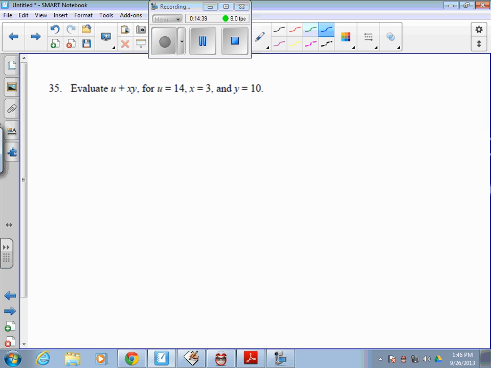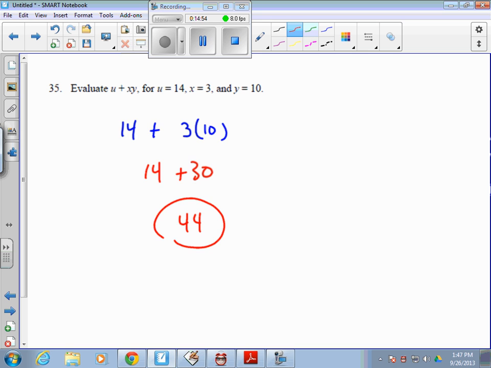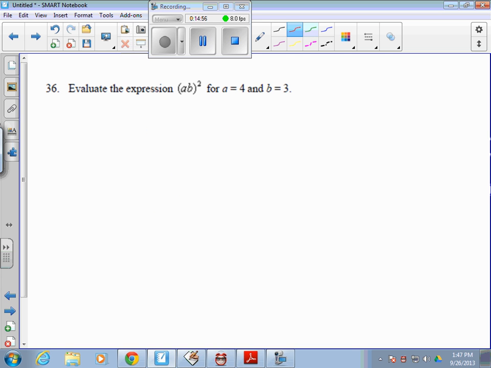Evaluate u plus x times y. 14 plus x's value is 3 times y's value is 10. Multiply 3 times 10 first, you get 30. Plus 14 is 44. 36 says evaluate A times B. So you have 4 times 3 in parentheses, then squared. 4 times 3 is 12. That squared is 144.